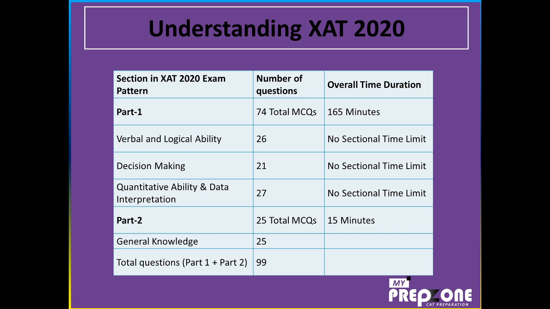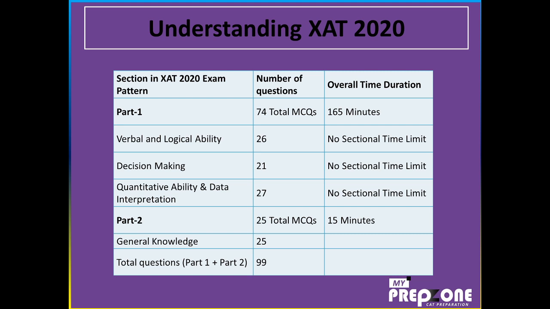The very first section they call is the verbal and logical ability section, and it contains 26 questions. The second one is decision making, which is the new type of thing that we'll talk about in just a little while. It contains 21 questions. And the third one is quantitative ability and data interpretation. It contains 27 questions. There are therefore total 74 MCQs.